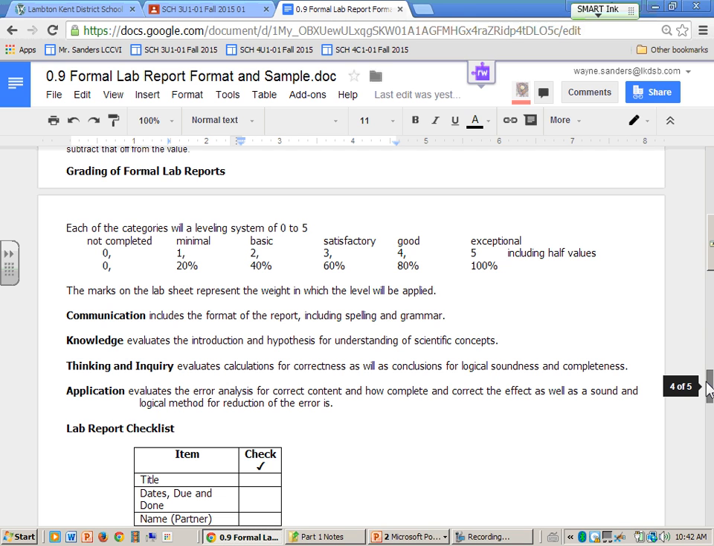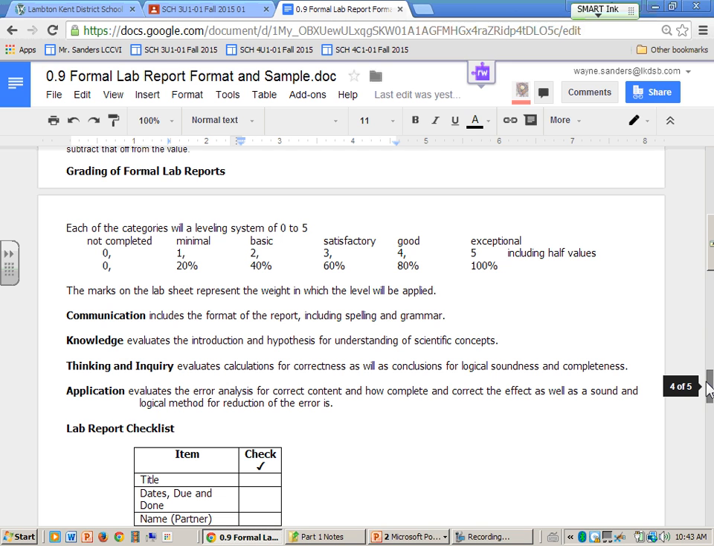No. Each category, communication will get a level. Knowledge will get a level. Thinking and inquiry will get a level. Application will get a level. Communication is going to be how the lab looks. Is everything underlined? Do you have all the units in the right place? Did you put the title and you put the name? The overall appearance. Grammar and spelling. Proper, and I can check spelling because it comes up red on Google Docs, right? Did you fix all those things?